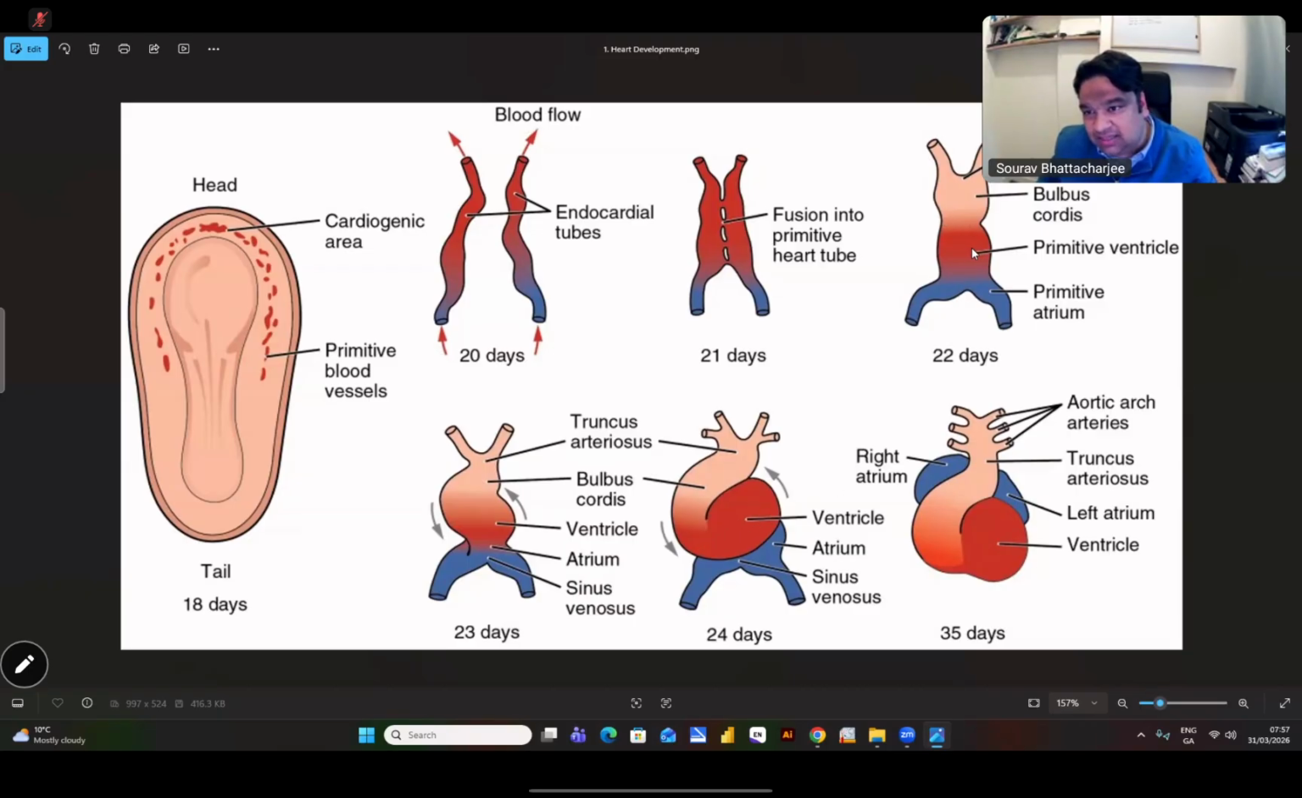So I hope you can see the primitive ventricle will finally end up on the left. That will form the left ventricle. The proximal 1/3 of bulbus cordis will come towards the right. That will form the right ventricle.